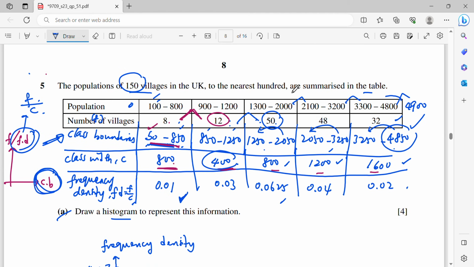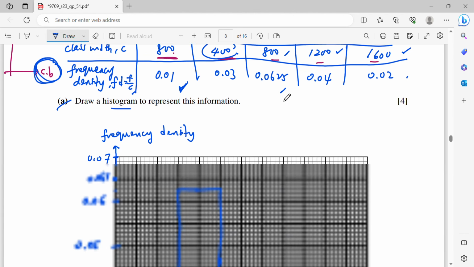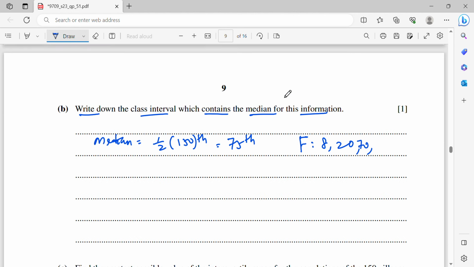After 70, you plus 48, so you will get 118. Lastly, 150. These are the cumulative frequencies. Now, the median is the 75th number. Which means it cannot be in the third class, because the third class is just up to the 70th number. So the median is in the fourth class.